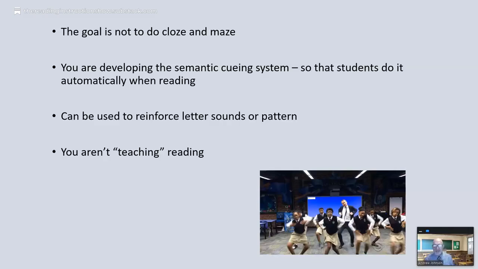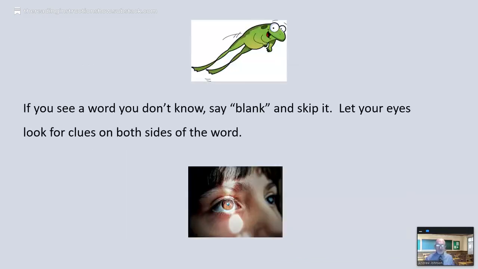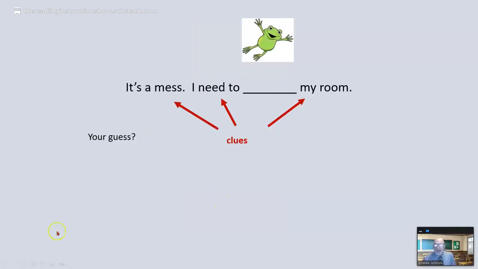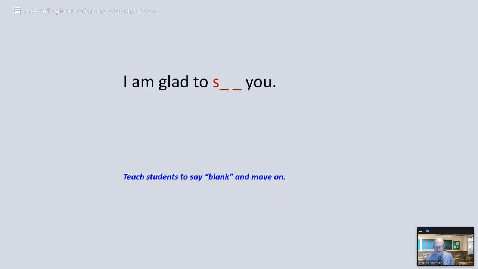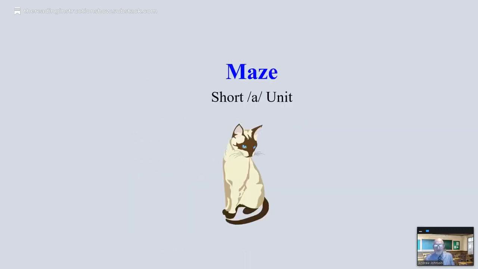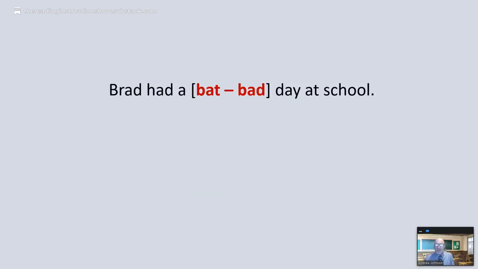And you can create maze to reinforce letter sounds or patterns. Teach them again to say blank and let their eyes skip to both sides of the word to look for clues. It makes a mess. I need to blank my room. Clues: mess, something they need to do to their room. Your guess. And I write them down or ask students to say, I need to clean my room. Very good. Sometimes I move quickly from one to the next. Short A, I'm glad to blank you. Yes, glad to see you. Maze, Brad had a blank day at school. Brad had a bad day. Sometimes I move very quickly through these.